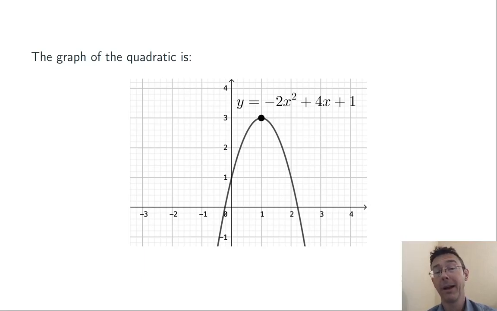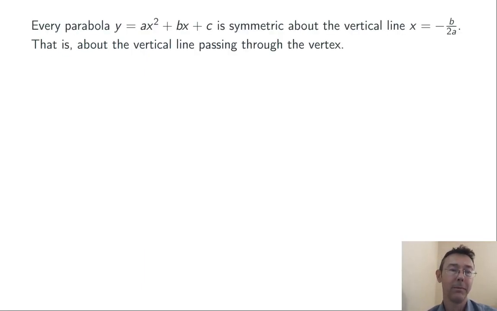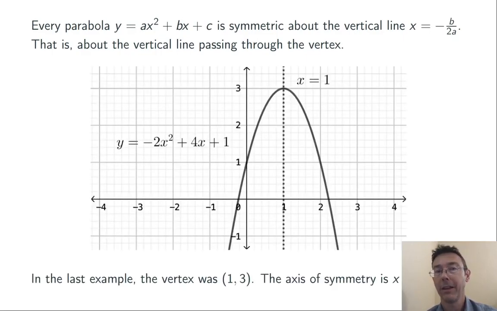Here's a graph of that parabola. I've labeled the vertex (1, 3). Again, you can see that this parabola is opening downward. Every parabola is going to be symmetric about the vertical line x equals -b over 2a. That is, about the vertical line that passes through the vertex. Here's that same parabola again, with the vertex (1, 3), but I've added the line of symmetry, x equals 1. The vertex here is (1, 3), so the axis of symmetry is x equals 1.